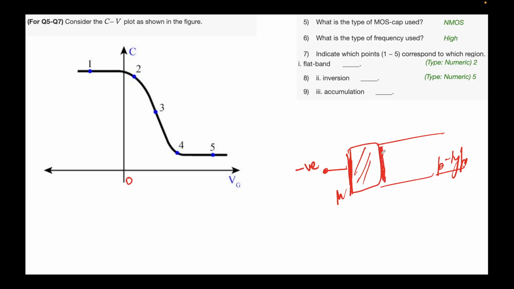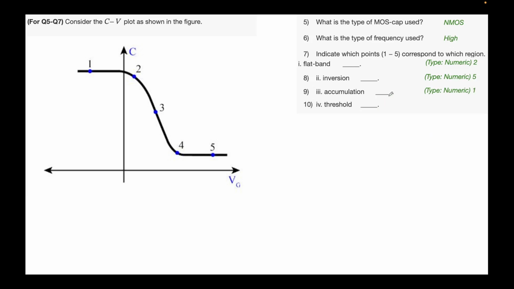The holes will get accumulated at the oxide semiconductor interface, and this is what we refer to as accumulation. The capacitance that this device will see when you apply negative bias is the capacitance of only the oxide, which corresponds to this flat line. So region 1 corresponds to accumulation. That's what we'll write here.